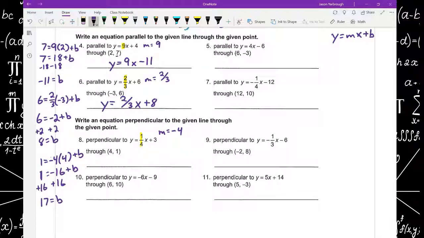All right, we've got our b, we've got our slope. y = -4x + 17. And there's your answer.